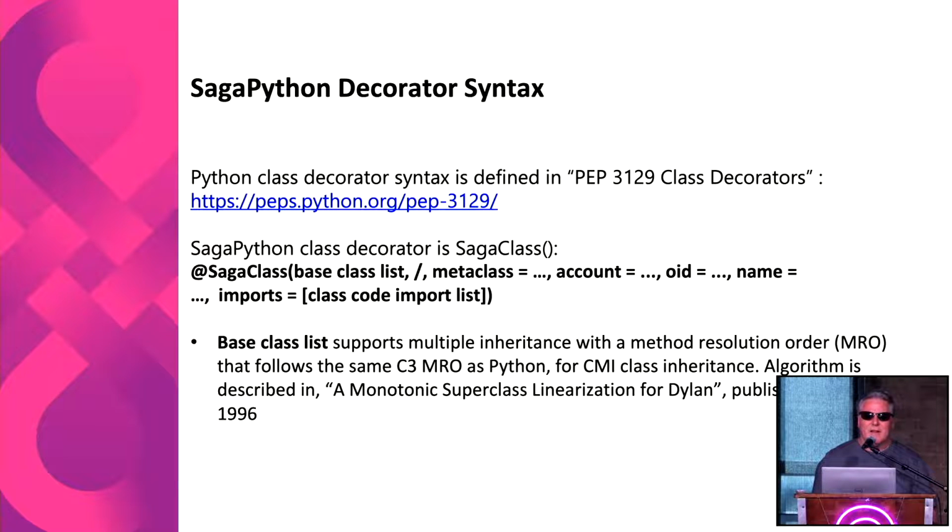To create a class, a CMI class, a class manager infrastructure class in SagaPython, we use a decorator, which is a function in Python. And you put that in front of the class definition. I'll show you that source code in a minute. And you put all the information you need inside of that, which includes the inheritance, which is called base class list, a meta class, which would be a CMI meta class, not a Python meta class, the account value, OID, name, etc. If you go to the next slide, please.